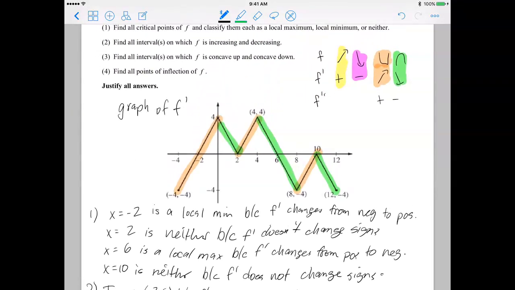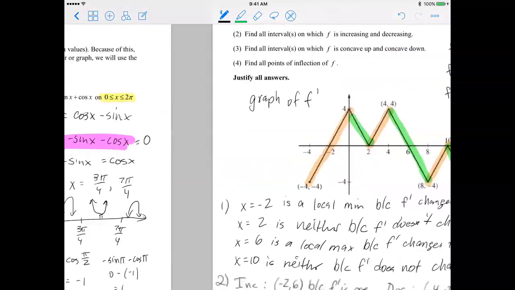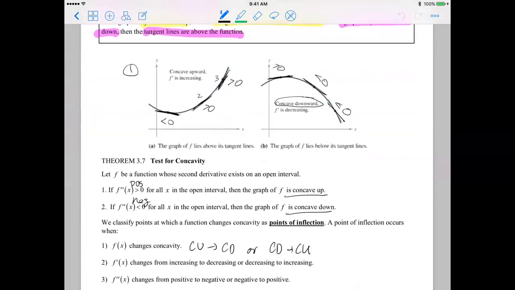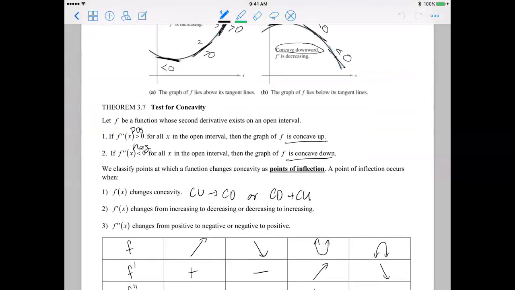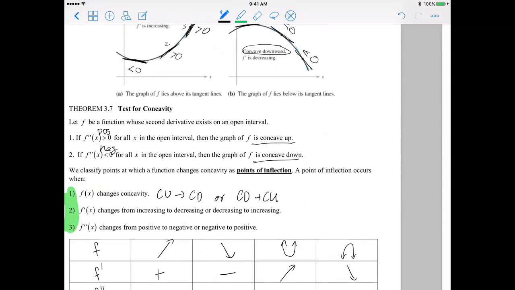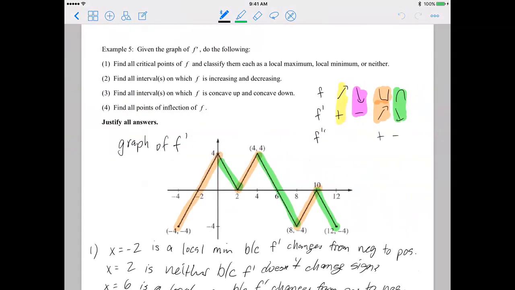Okay, scrolling back up to see what number 4 says. Number 4 is find all points of inflection of f. Well, if I go back to the other screen just real quick, we said right here that we find points of inflection whenever f changes concavity, f prime changes from increasing to decreasing, or when f double prime changes from positive to negative. So what I'm talking about are these 3 points right here. Well, the argument here is going to be through f prime. The reason for that is because that is what we are given. We are given the graph of f prime.